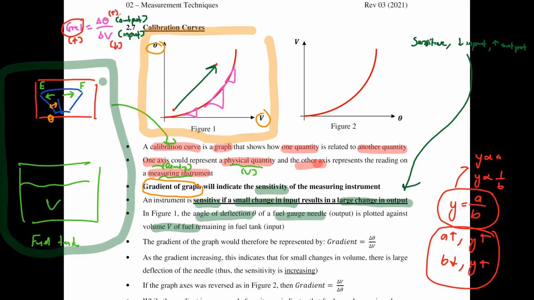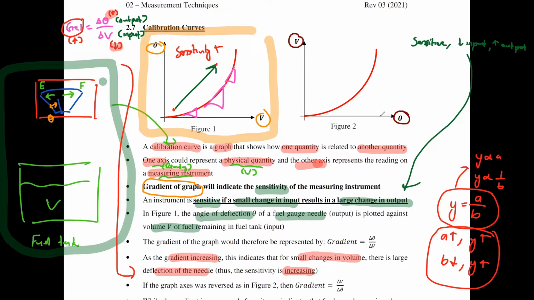So now you see, for small input, I'm getting a large output. Because I see that the gradient is increasing, this is telling me that for small changes in volume, there's a large deflection of the needle. Thus, the sensitivity is increasing. It's actually for this part here. I can say that if I go from here to here, my sensitivity is increasing. Now, there are some cases also where your graph axes may be reversed, like the ones that you see here.